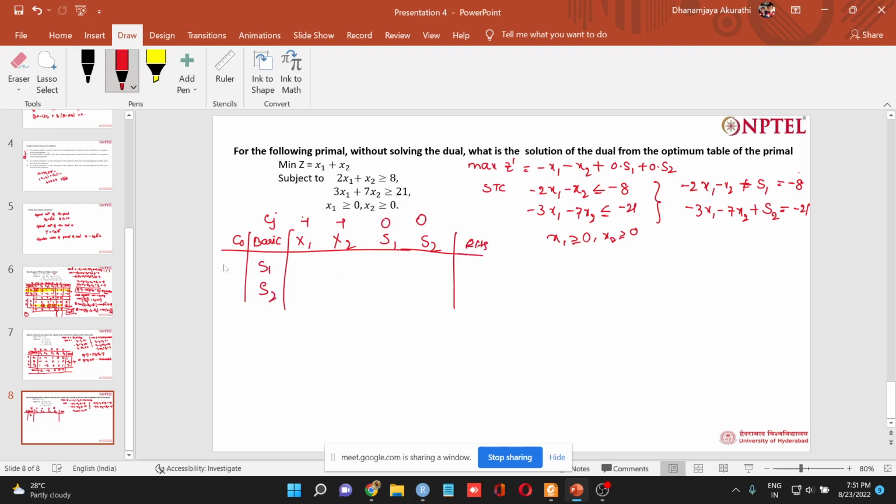Basic variables are S1, S2, corresponding cost coefficients, and the constraint coefficients. So out of these RHS values that are negative, which is the most negative value? That would be the criteria for the leaving variable, right? So here we can observe this 21 is the most negative. So that would be the criteria for the leaving variable.